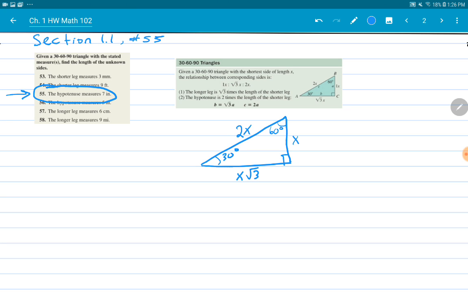Okay, so let's plug in some numbers here. We're given the hypotenuse equals 7 in our problem here. So if I'm given that this side equals 7, that tells me 2x equals 7. If I solve for x, I can find out those two legs. So x is going to be, I'm just going to divide both sides by 2, and I get 7/2.